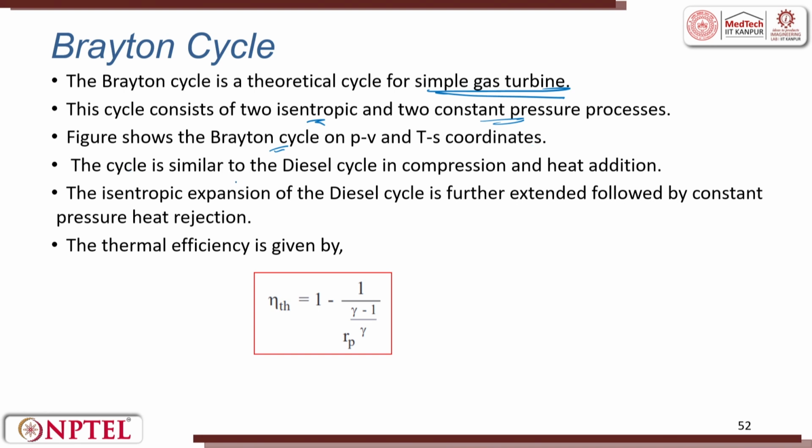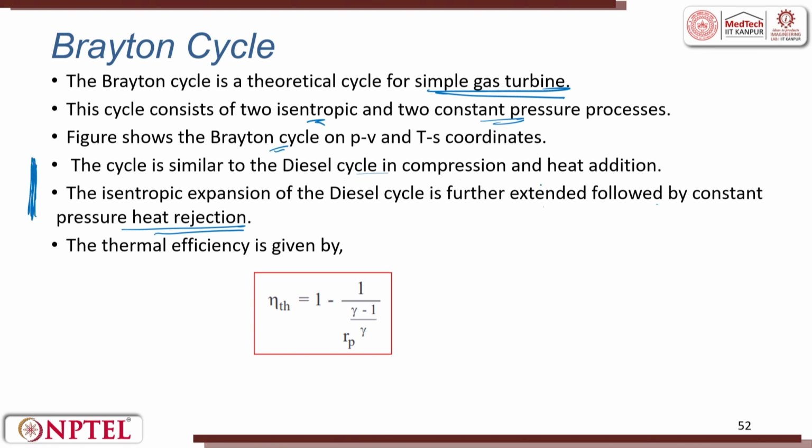The cycle is similar to diesel cycle. Brayton cycle is similar to diesel cycle in compression and heat addition. It is very similar. The isentropic expansion of the diesel cycle is further extended, followed by a constant pressure heat rejection. The thermal efficiency is given by this formula. So, where is the difference? These are the 2 differences.